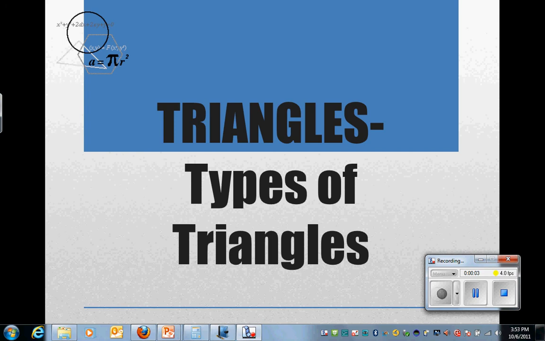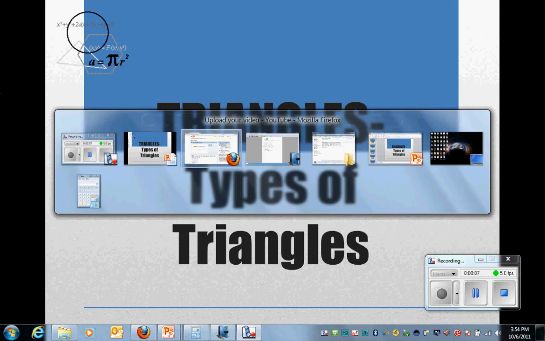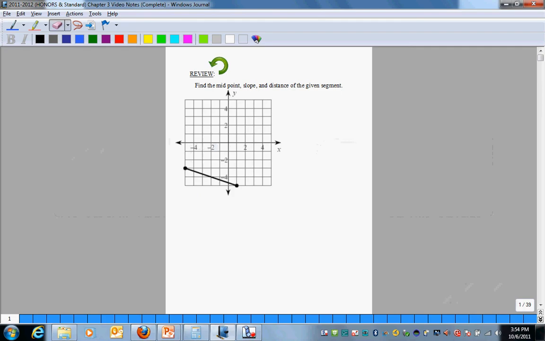This is types of triangles for geometry. We're going to start with the review problem. The review problem says that we are going to find the midpoint, the slope, and the distance of a given segment. So for midpoint, midpoint means to find the middle. So we're going to come here and we're going to find the middle.